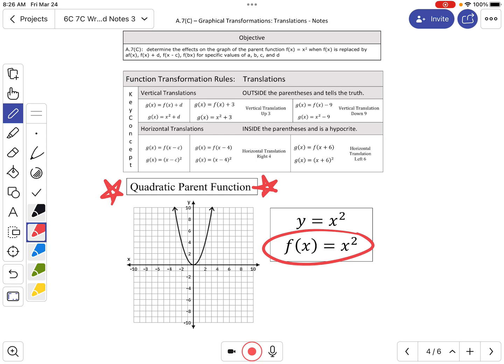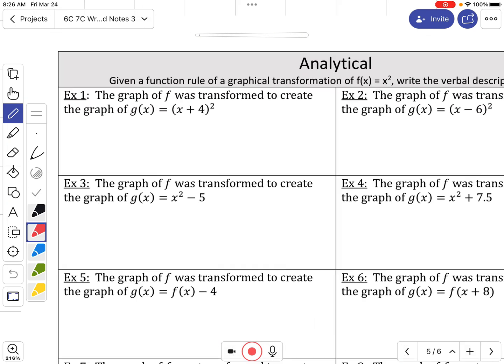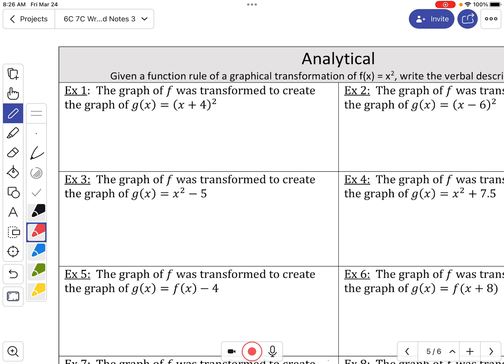So I want you to circle f of x equal x squared. This is so important that you memorize it. You have to memorize it. Knowing that that is the parent function is how we're going to figure out these problems. I will go over these in a little bit more detail on the next page. So I'm going to skip around, but we're starting with example 1.